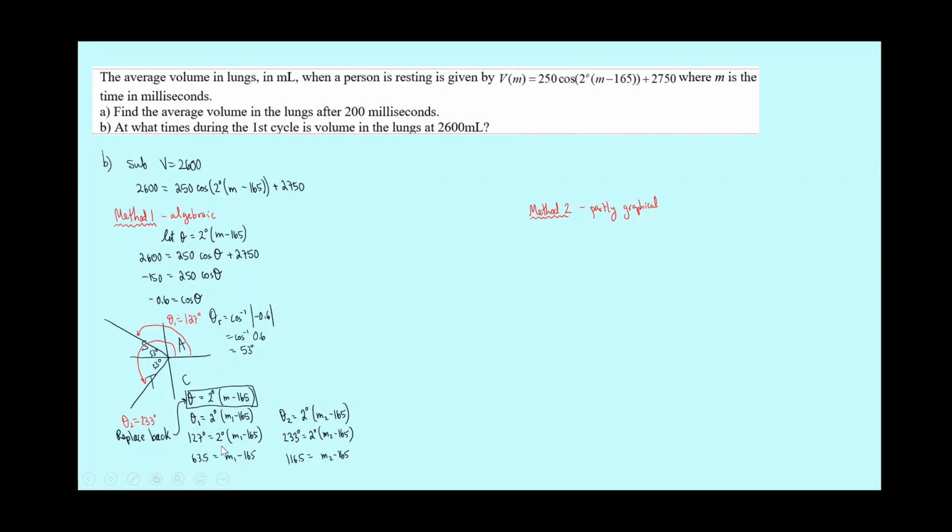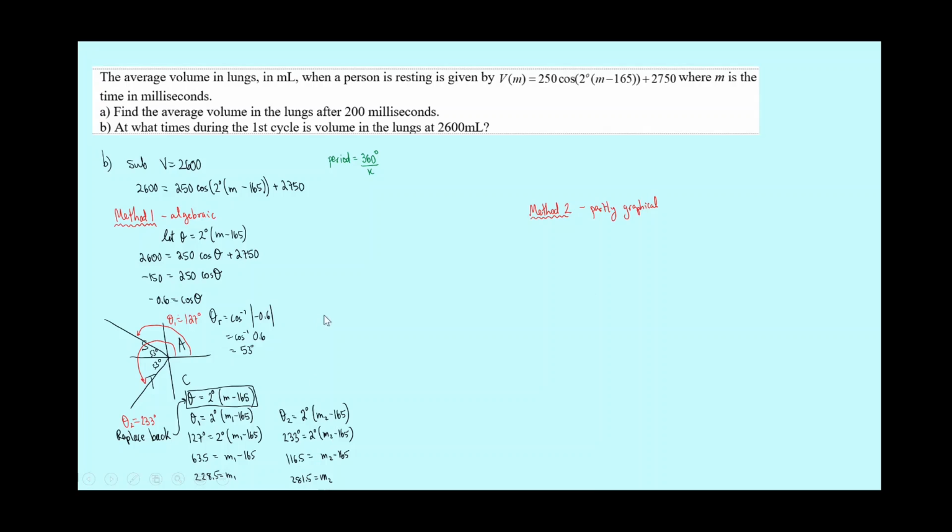Then what we can do is divide both sides of this equation by 2, as well as on that one. To isolate m1, we need to add 165 to both sides. Same thing on that one. And we get m1 is 228.5 and m2 is 281.5.